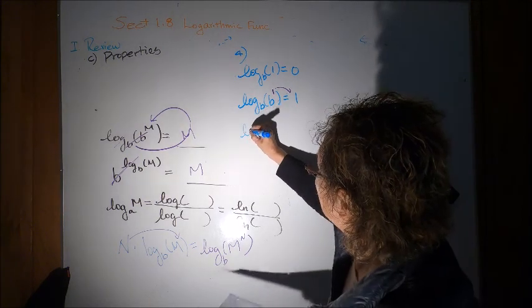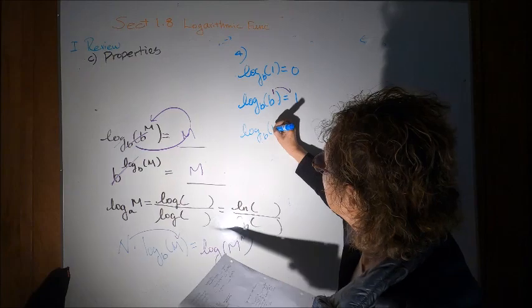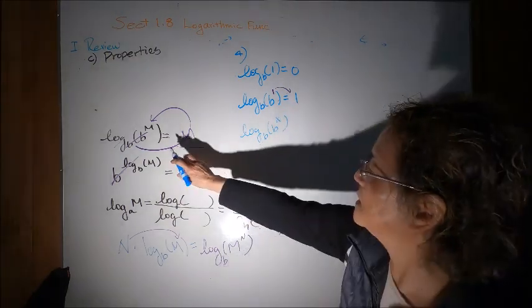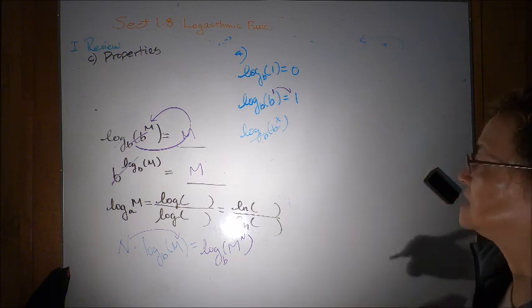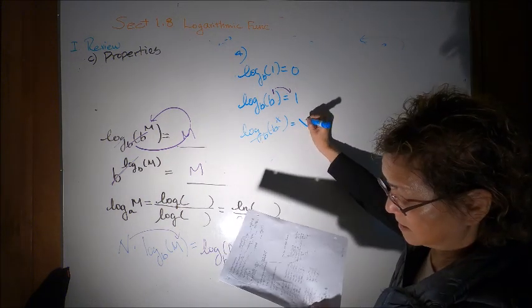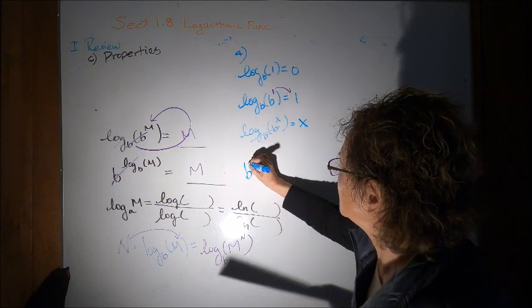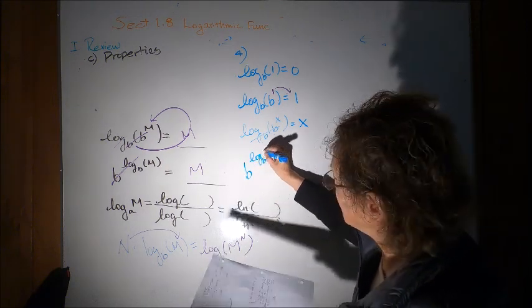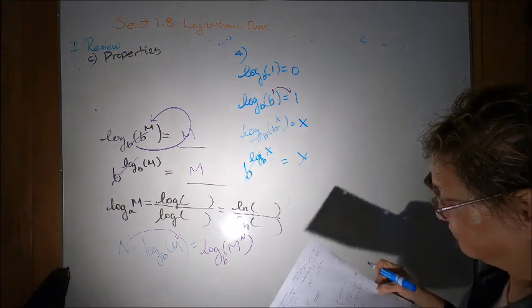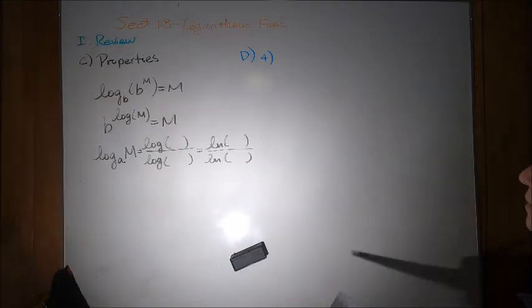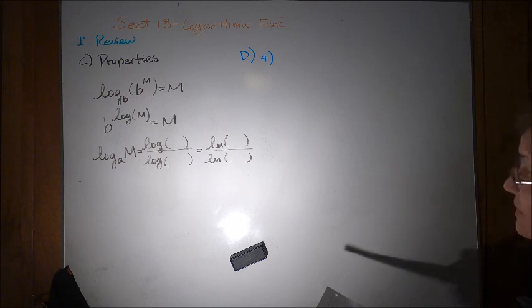If I have log b of b to the x power, what do you think? Like here, it's kind of neutral out itself. Becomes what? x. If I have b to the log base b of x, it's like here, it's x. Okay? We are still on page 17.